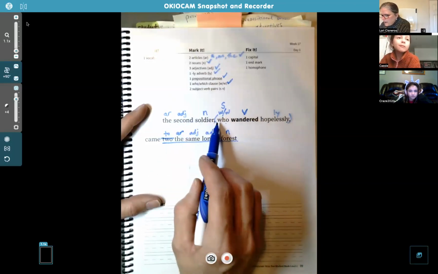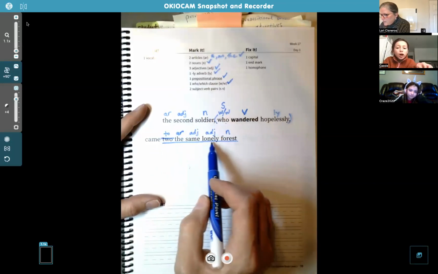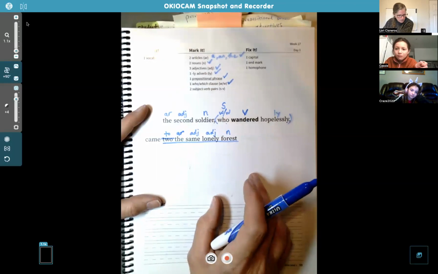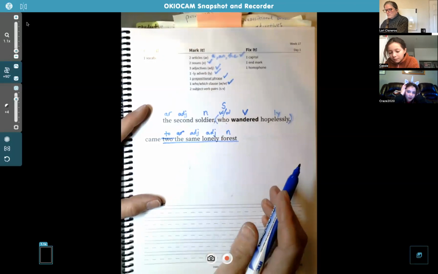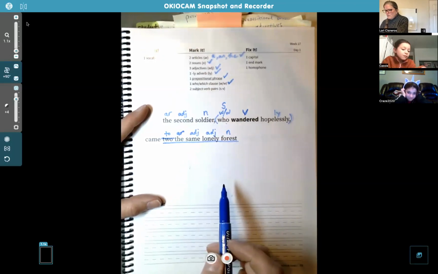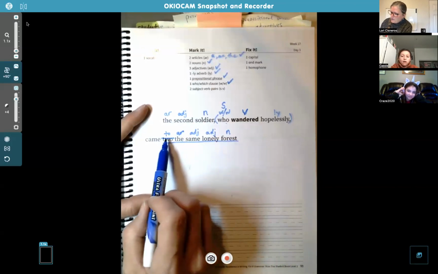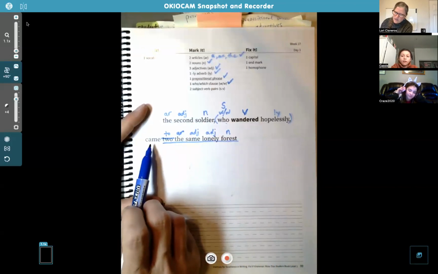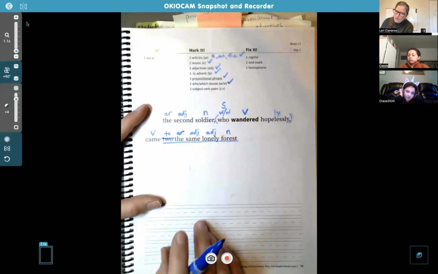Delilah, look at this part outside of the parentheses. So we have the second soldier came to the same lonely forest. So what would be the verb? I'm not good at verbs, but I'll try. Wandered? Oh, that's the only word. I'll give you a big clue because all the other words already have a label, but this one does not. So what is this word? I think it's a verb, since it's came, or subject. It could be verb.